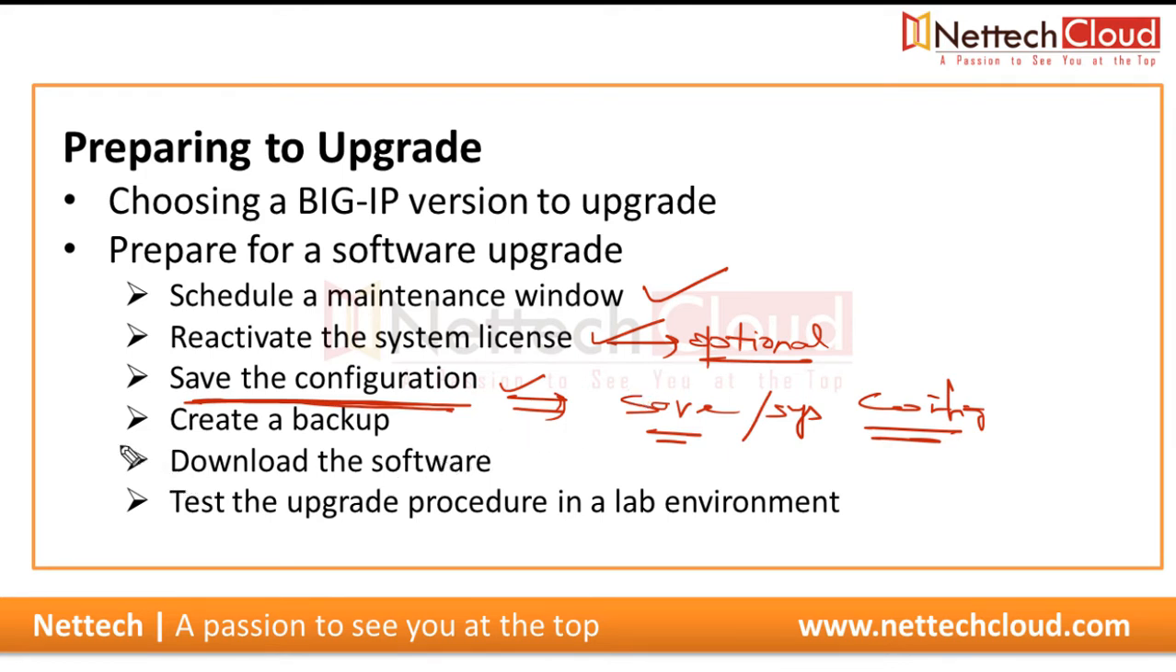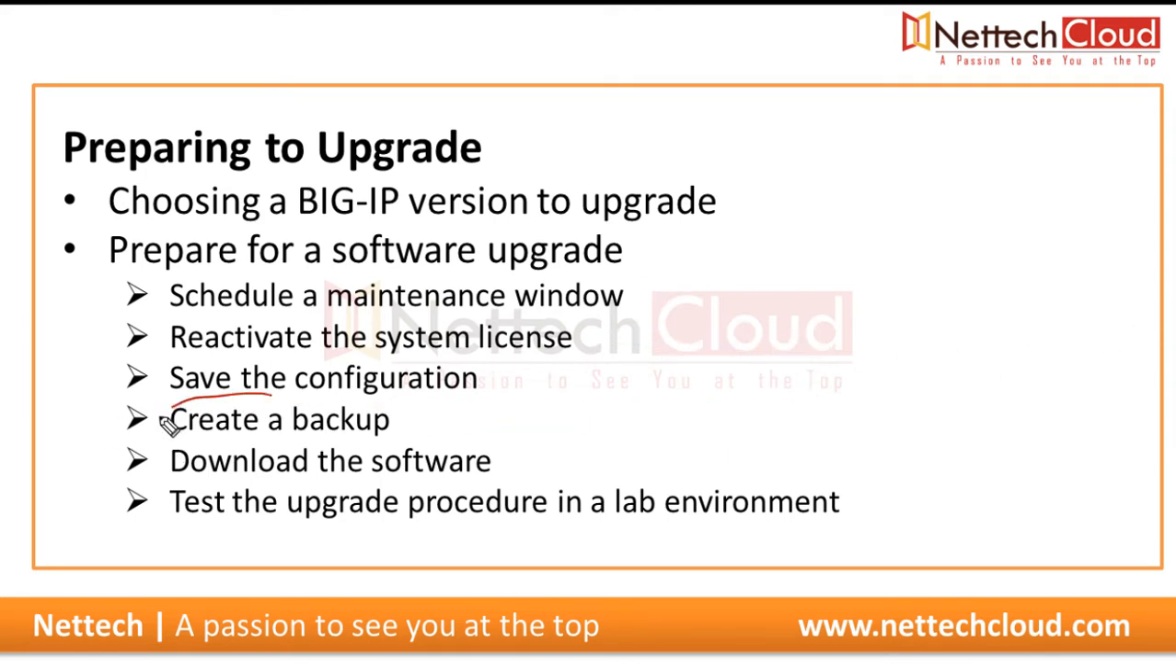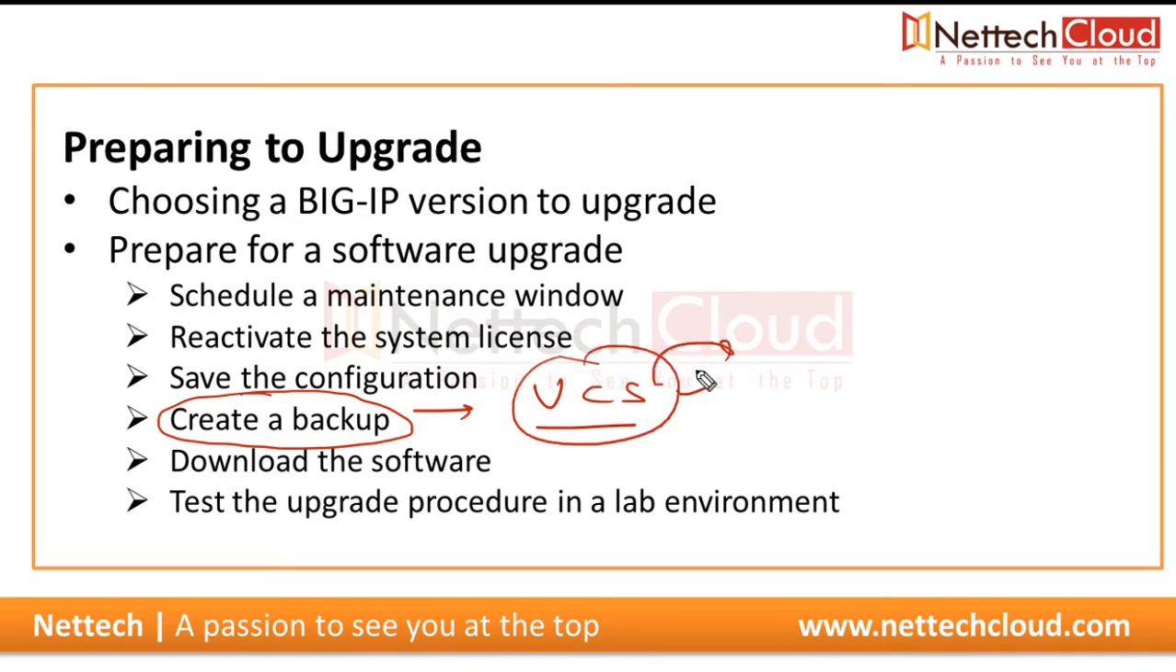What next then? Create a backup. And the important step here: create a backup. Basically, create a user configuration set, UCS, archive of the BIG-IP configuration and save it to a remote location, not on the same box. By default, when you create a UCS, and you must have created so many times, it is saved locally on the box.